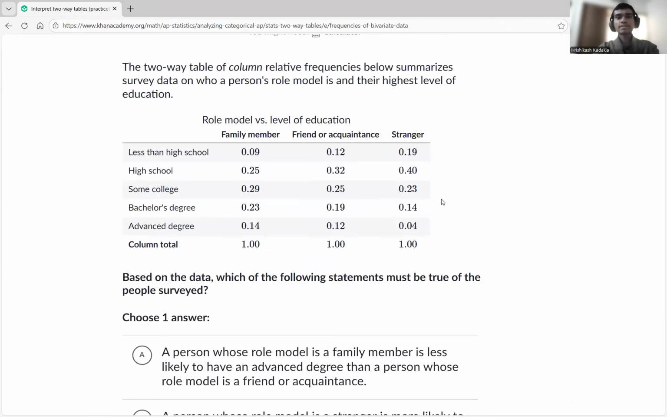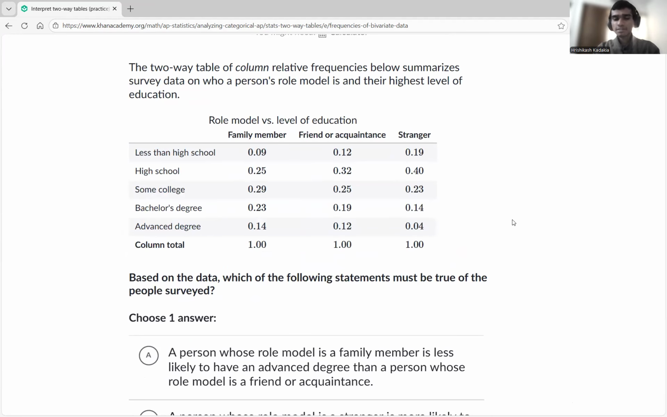So the two-way table is showing the relative frequencies below, and it summarizes survey data on who a person's role model is and their highest level of education. Role model versus highest level of education. Someone's role model is some family member, some stranger, some friend or acquaintance, and then their education levels. Which of the following statements must be true?